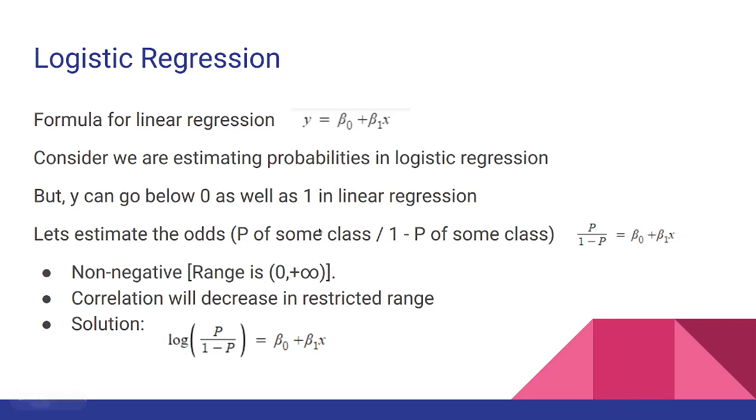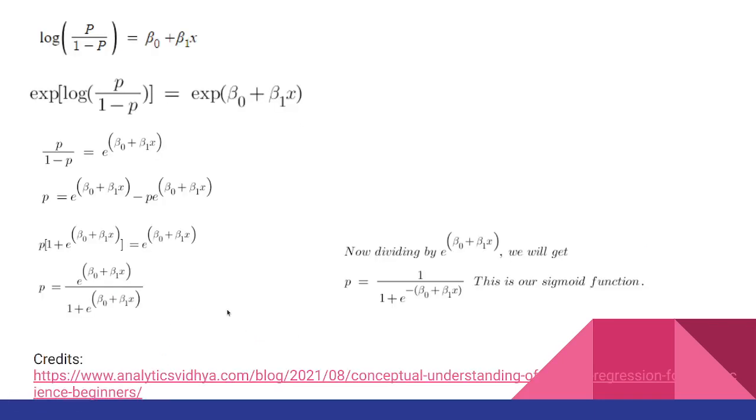In linear regression, we tell the model to predict y. In logistic regression, we tell the model to predict the value of log p divided by 1 minus p. Okay, so this is basically the formula of logistic regression. And suppose we take the exponential on both sides. So exponential, then log, and then this is the exponential of this.